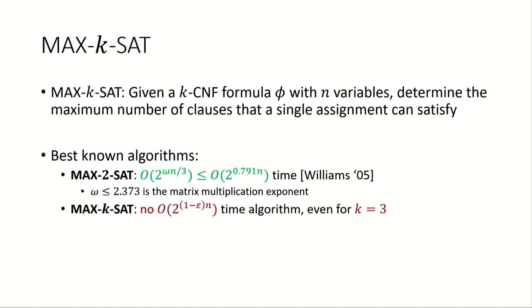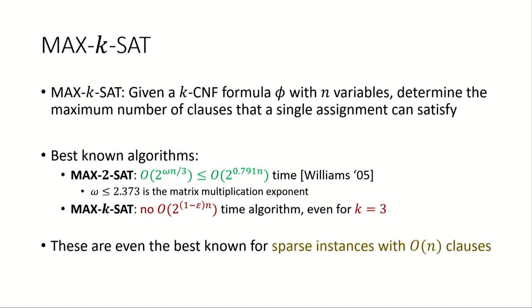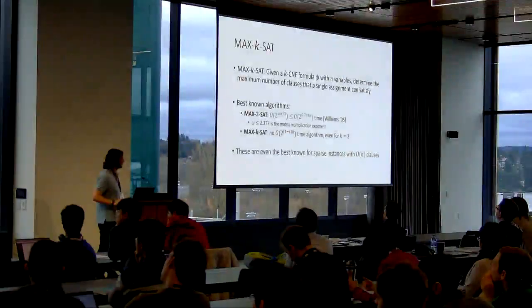But for Max-kSAT for any k bigger than 2, we basically don't know any non-trivial algorithms. The best running time is, there's no 1.99 to the n algorithm even for Max-3SAT. And these are even the best known algorithms for sparse instances of Max-SAT with just order n clauses. So normally with SAT, there are nice sparsification lemmas that you can assume you don't have too many clauses. Those don't actually work out as far as we know for Max-SAT, but even if you restrict to these sparse instances, these are still the best known algorithms.